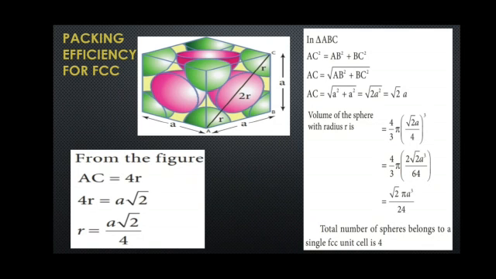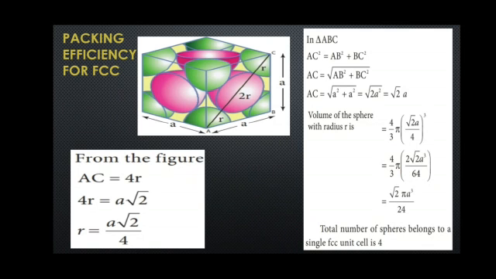So what is the value for AB and BC? They are given in that diagram. The value is a. So substitute that value here. AC equals square root of a square plus a square, which is square root of 2a square. Then simplify the square root, and you will get root 2 a.